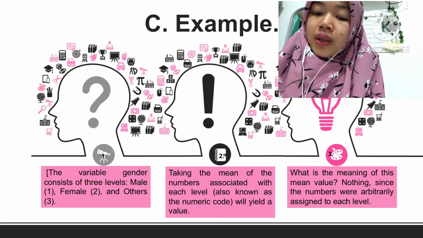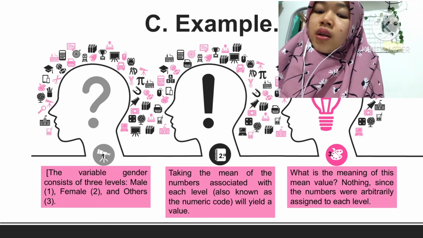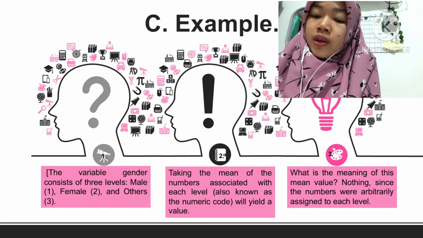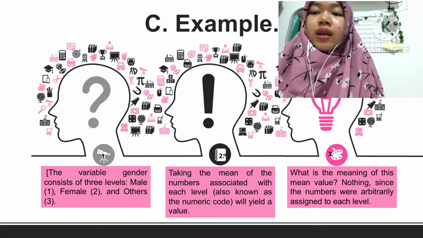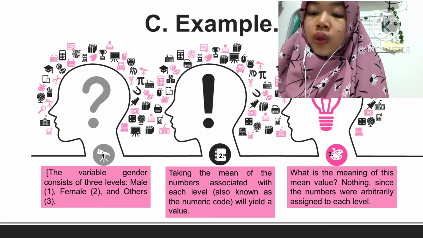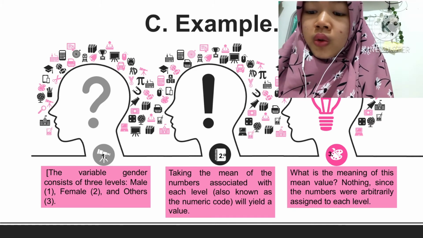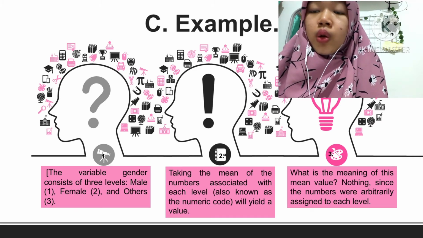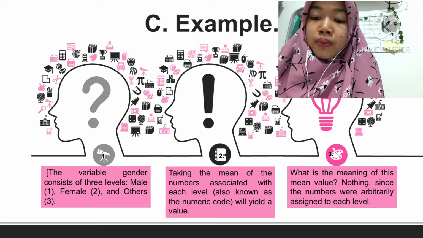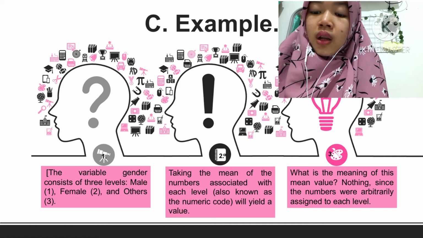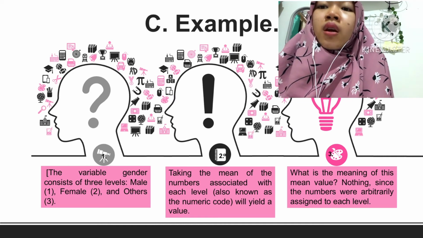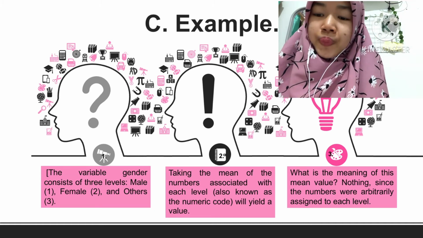The next example. The variable gender consists of three levels, right? First is male, second is female, and third is others. Taking the mean of the numbers associated with each level, also known as the numeric code, will yield a value. And what is the meaning of the mean value? Nothing, because the numbers were arbitrarily assigned to each level, or in Indonesian, diambil rata-ratanya saja di setiap level.